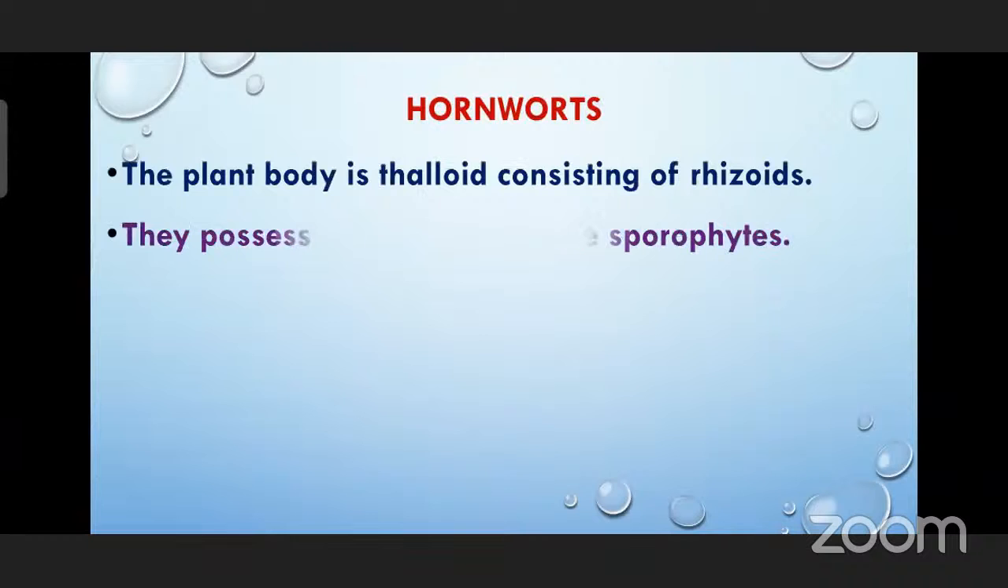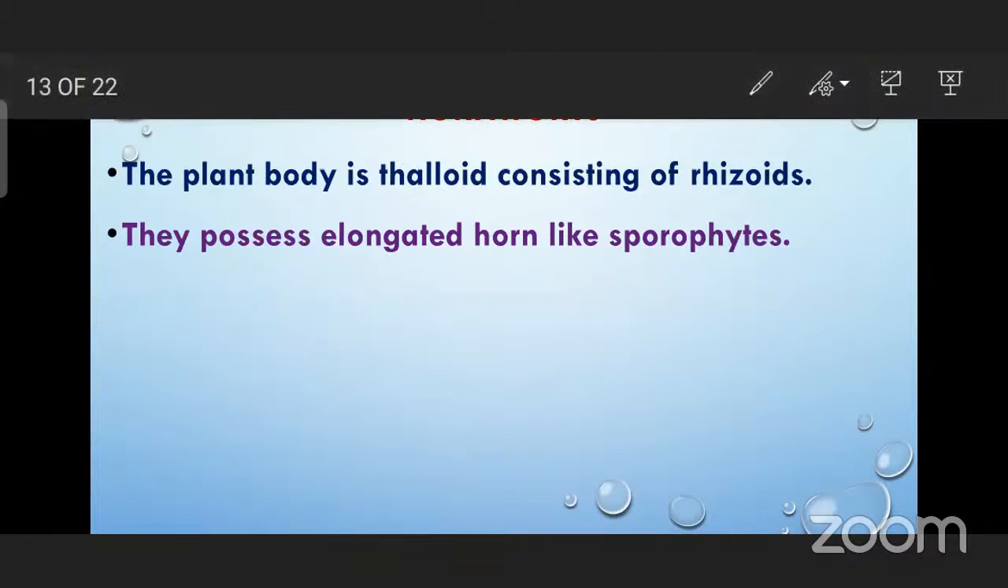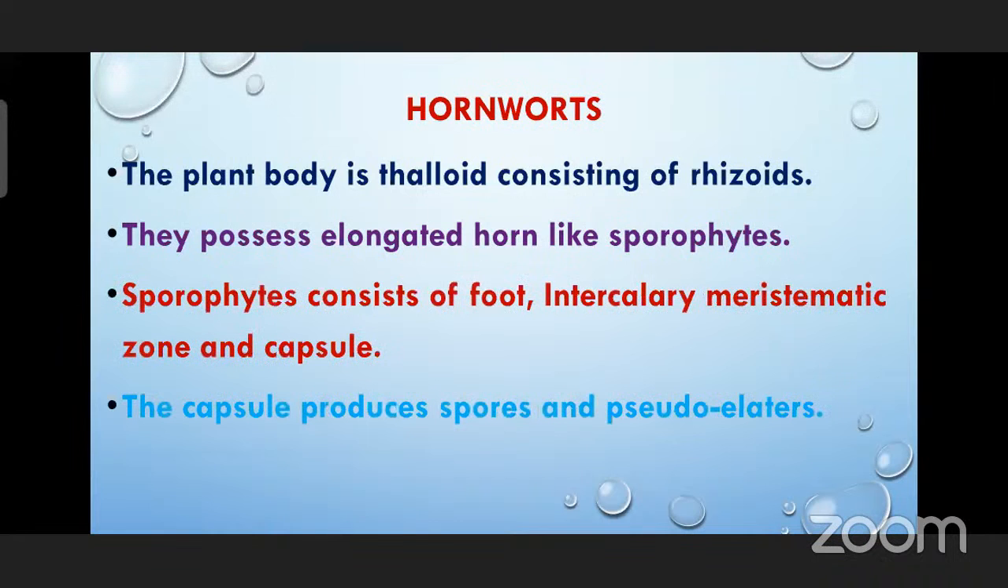And hornworts, these are also having a thalloid body consisting of rhizoids, and here they are having foot, intercalary meristematic tissue, and the capsule. So instead of seta, they are having intercalary meristematic tissue, and the plant body is thalloid consisting of rhizoids. They possess an elongated horn-like sporophyte, and the capsule produces spores and pseudoelaters.